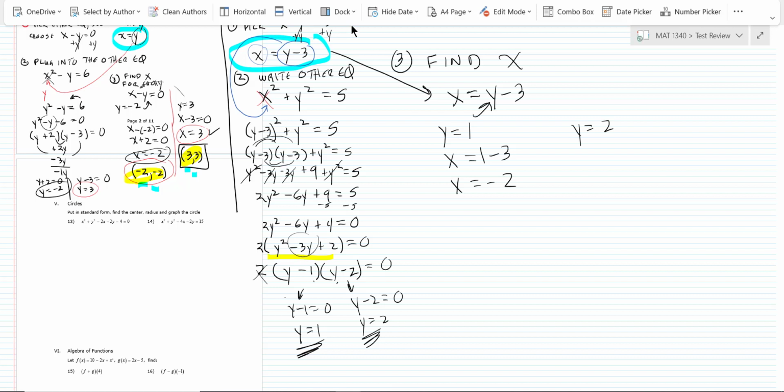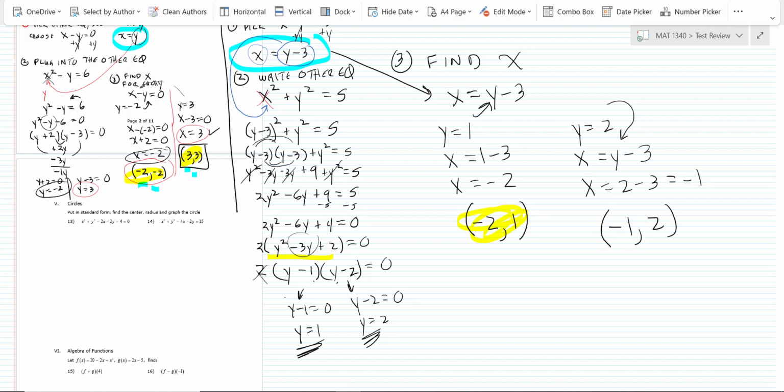Okay, so that gives you one answer, which is a point, negative 2. When y is 1, we figured out that we get x equals negative 2. So that's answer number 1 right there. Okay, the second answer, again, we have x equals y minus 3. Plug in, you get x equals 2 minus 3, so that's negative 1. So x is negative 1, y is 2, like that. Those are your 2 answers to the problem.